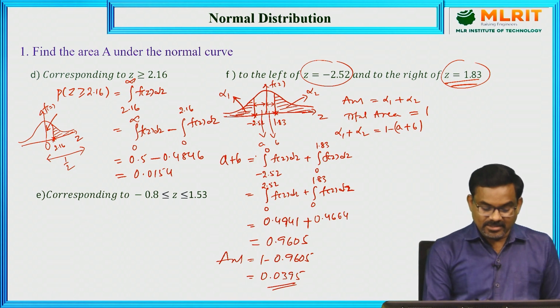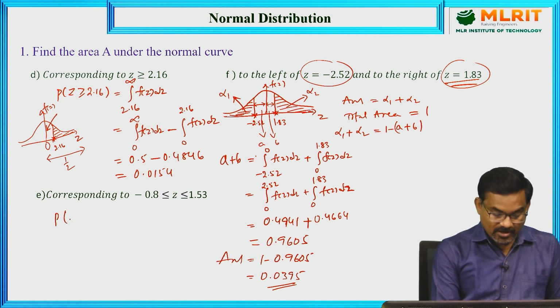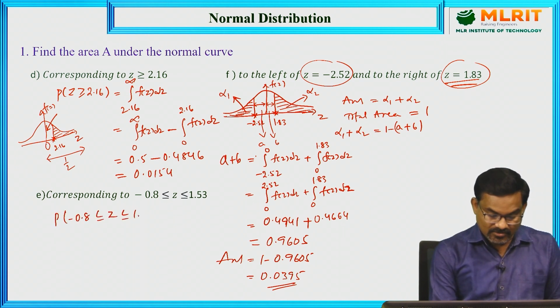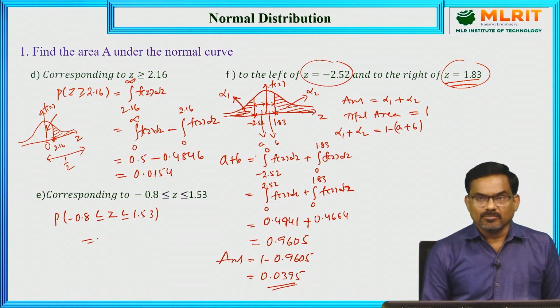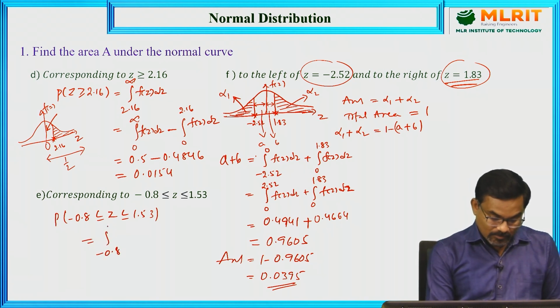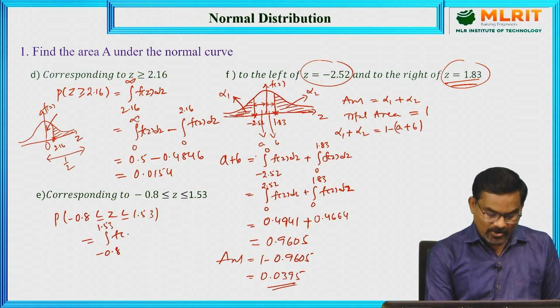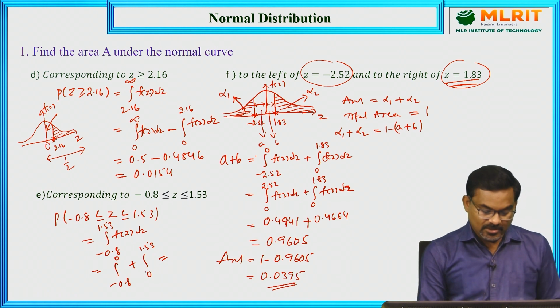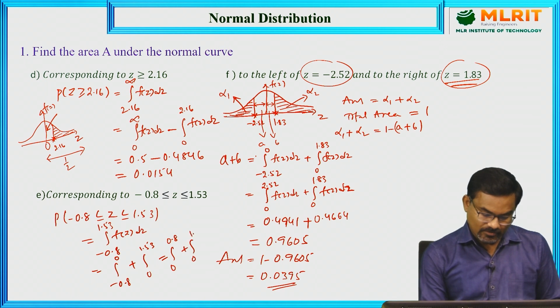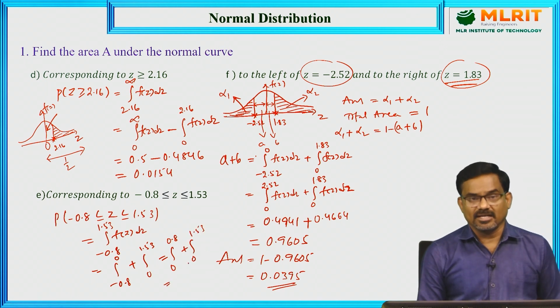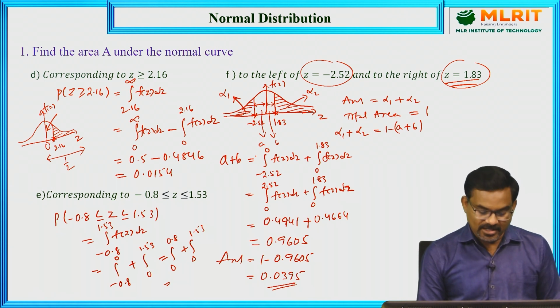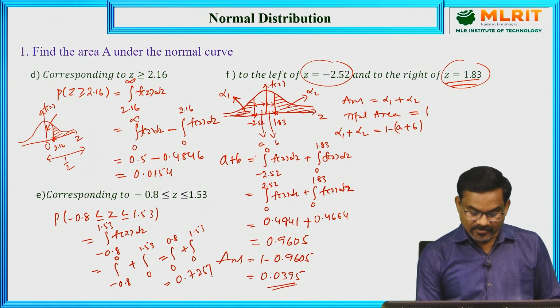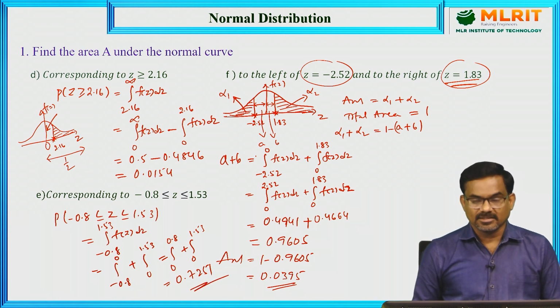Similarly, we can calculate the area corresponding to the probability of minus 0.8 less than or equal to z less than or equal to 1.53. Here the area and probability are one and the same. So negative to positive value, minus 0.8 to 1.53. Between these two we have 0 and 0 to 1.53. So minus 0.8 to 0 is equal to 0 to 0.8, plus 0 to 1.53. These two values can be calculated using the standard normal distribution table, and hence the final answer is 0.7251. So like this we can calculate the areas under the standard normal curve.